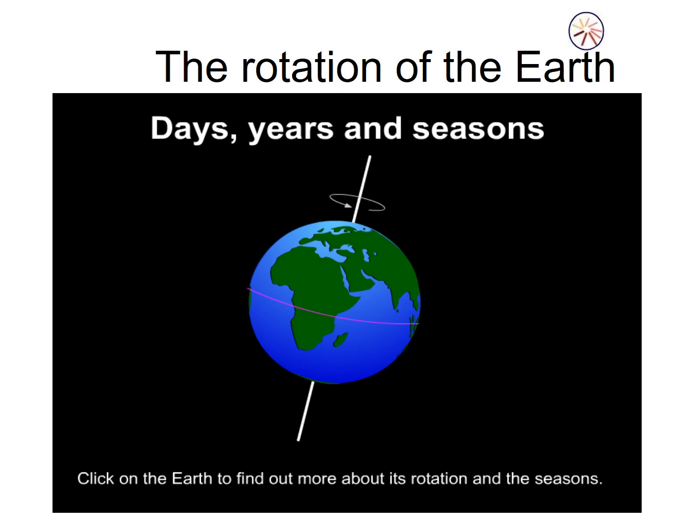At any time, only half of the Earth faces the Sun, and this part of the Earth will be in daylight. The other half facing away will be in darkness. As the Earth rotates, it also orbits the Sun. The Earth takes 365 days to orbit once around the Sun.